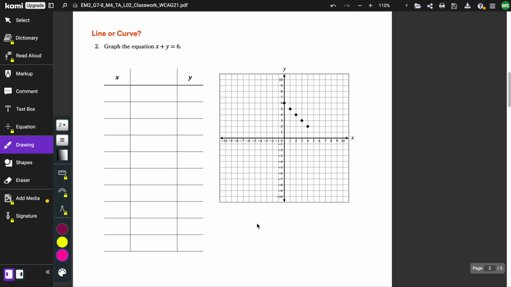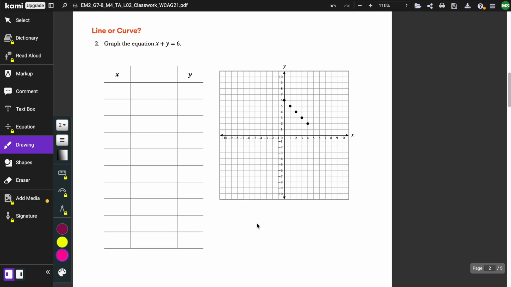All right, now that you've decided whether or not you agree, let's take a look at what we are doing when we are actually graphing an equation in two variables onto a coordinate plane. So we already do have some points here. Our equation is still x plus y equals 6. So let's start by checking some of these points.